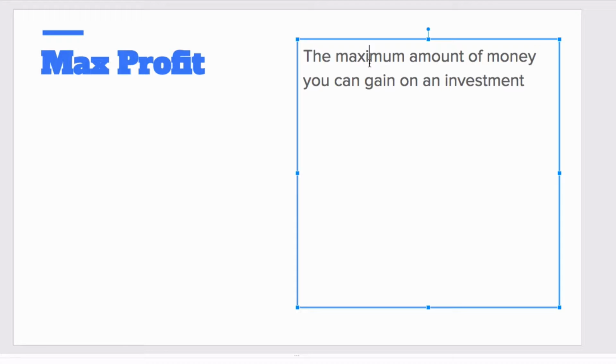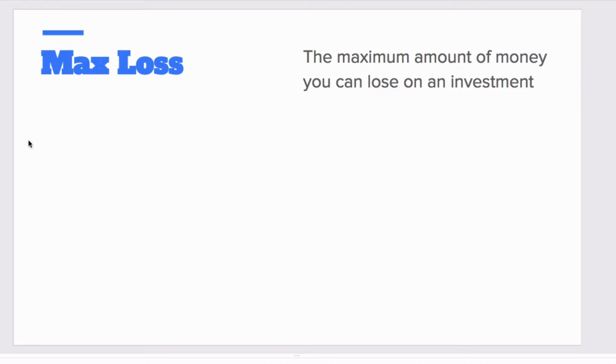In fact, most of the strategies we'll do in this course have a maximum profit associated with them. That at first glance seems crazy. You're like, why would you do that? Well, the reason you would do that is it affects your probability of profit. By giving up some of our gains, we're increasing the chance that we're going to make money. And that'll come into play much more as the course goes on. So max profit is the amount of money that you can make on an investment.